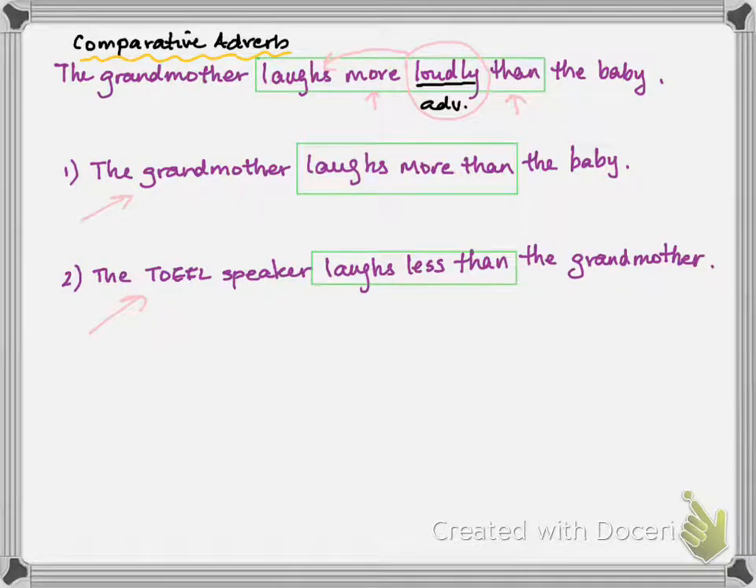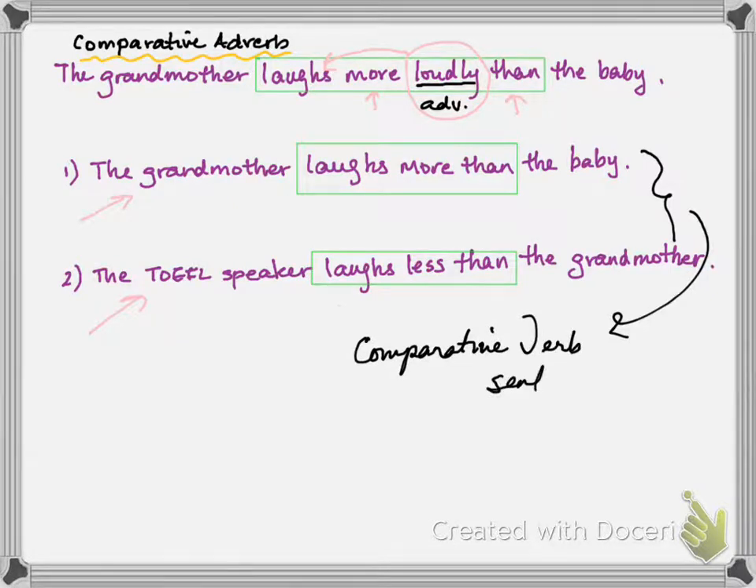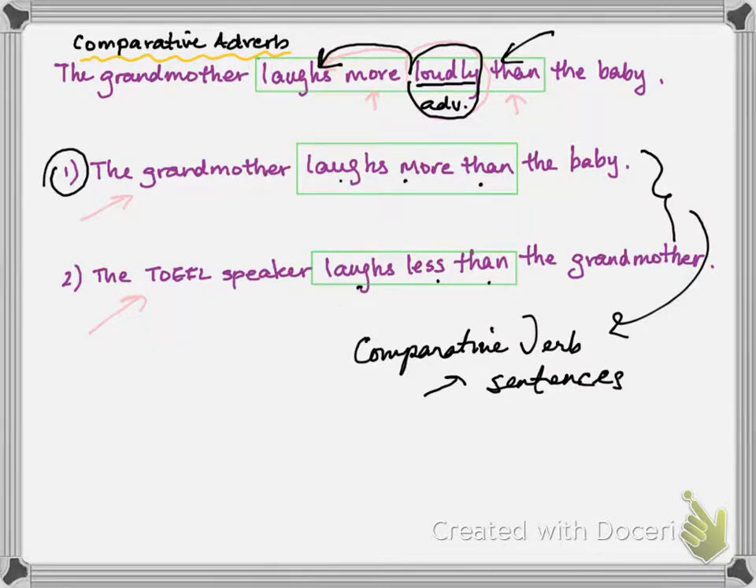So when we're looking at those two sentences below, these are comparative verb sentences. And it's easy to get mixed up between comparative verbs and comparative adverbs because they're quite close. The only difference is that in the comparative verb sentences, we're just comparing the verb. Laughs more than. Laughs less than. Whereas with the adverbs, we're using the adverb to talk about how the grandmother laughs. She laughs more loudly than the baby. Not just more than the baby, but more loudly than the baby. So that's why that adverb is there.